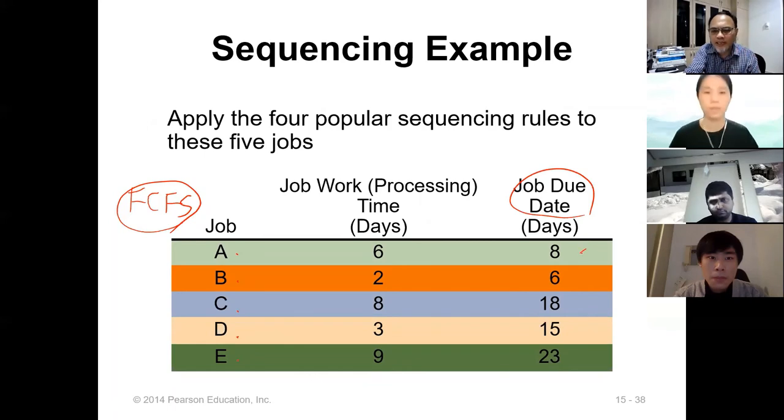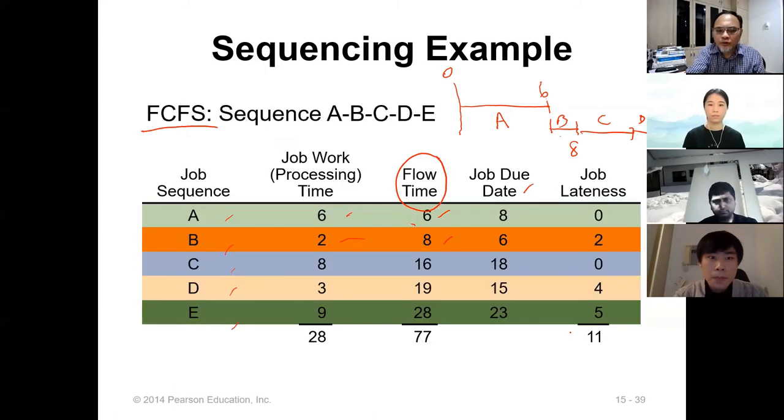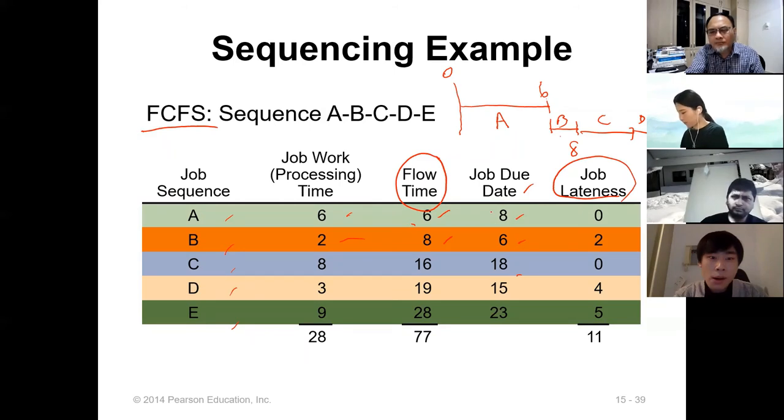It is due on day 8. It's due on day 6. These are the due dates, okay? So if you do this, the job due dates are 8, 6, and so on. This is a measure which is actually job lateness. Job lateness is flow time minus due date, okay? So there is no lateness here, zero lateness.